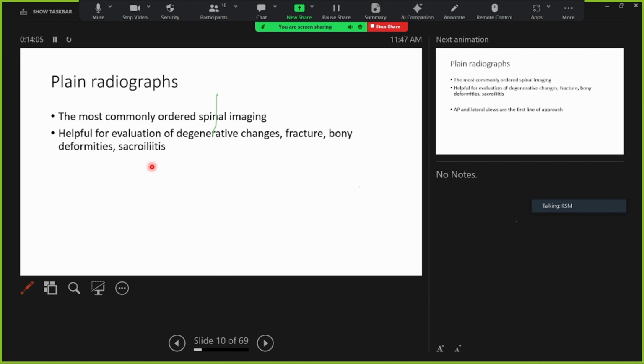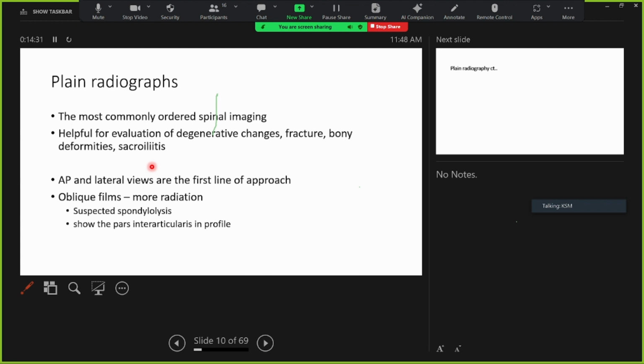So, plain radiograph. It is the most commonly ordered spinal imaging. It is helpful to evaluate bony abnormalities like fractures, degenerative changes, and you can assess joint infection and inflammation. Usually we order AP and lateral, which is good enough and will give a lot of information. Sometimes we go for oblique images, but not very often. One thing is that other imaging modalities are there to assess. Another thing is the radiation dose.